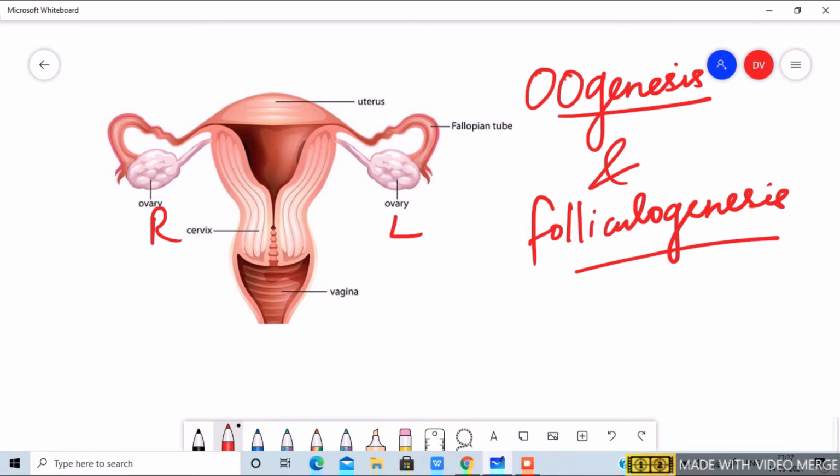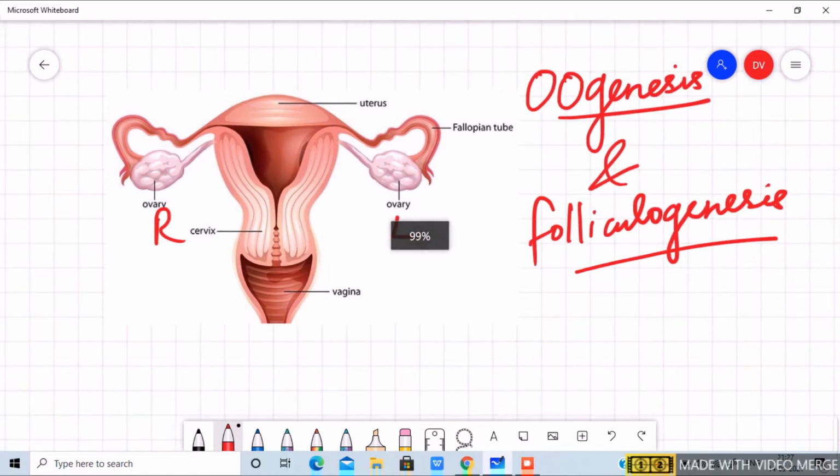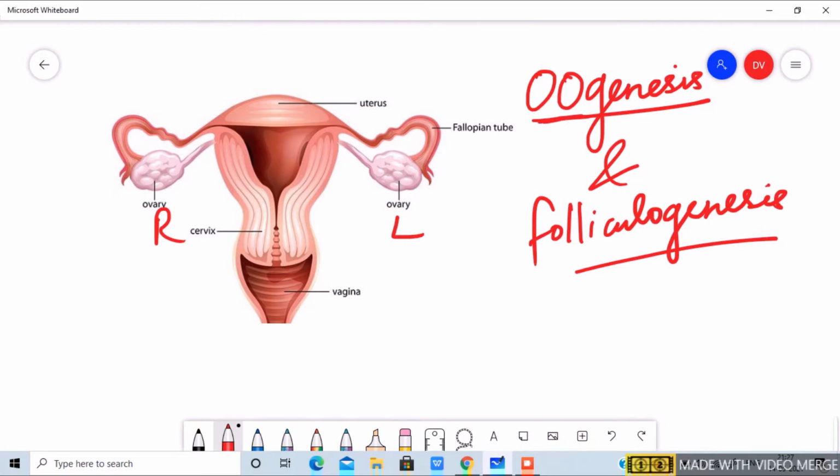Now what kind of egg is released into the fallopian tube? We say the mature egg. So how is the egg maturing? But even before maturing, how did the egg form in the ovaries? That formation of egg, ova, is known as oogenesis. Oo indicates the egg and genesis indicates formation. So this egg is developing from an immature egg to a mature egg.